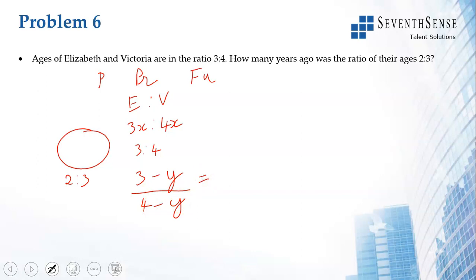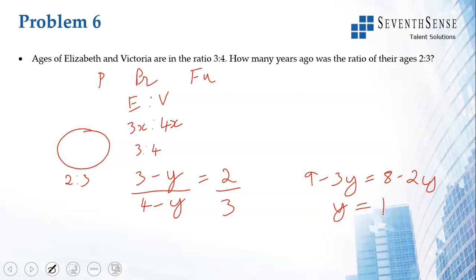So their age currently is 3 and 4, right? In the ratio 3 and 4. Y years ago, I have to subtract y. 3 minus y by 4 minus y, and that becomes 2 by 3. So when I cross multiply, 9 minus 3y is equal to 8 minus 2y. Y is equal to 1.